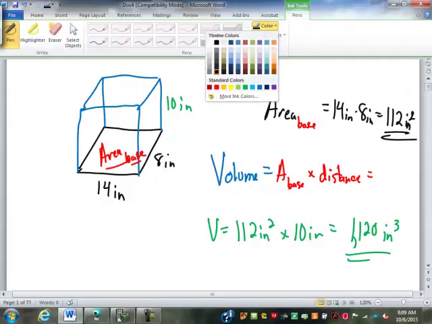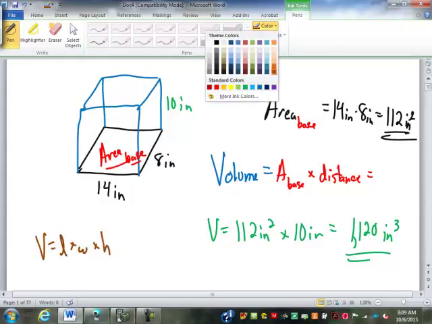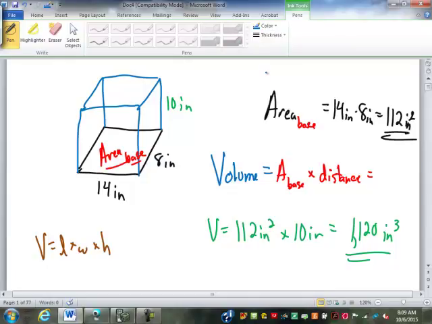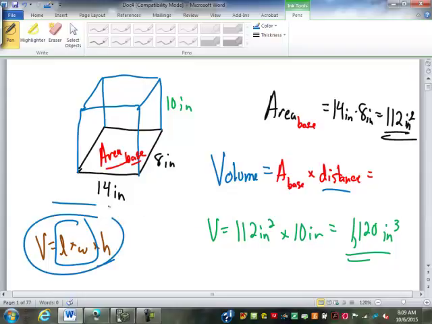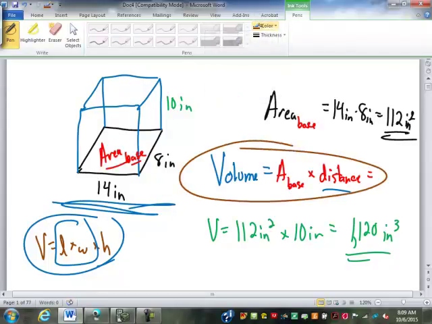Now you might be wondering, why didn't I just say that volume is length times width times height? Well, that is basically what I said, because the area of the base is just length times width, and that distance is the height. But this only applies to boxes like this. What's called a rectangular prism is the technical word for it. This formula can apply to any solid object.